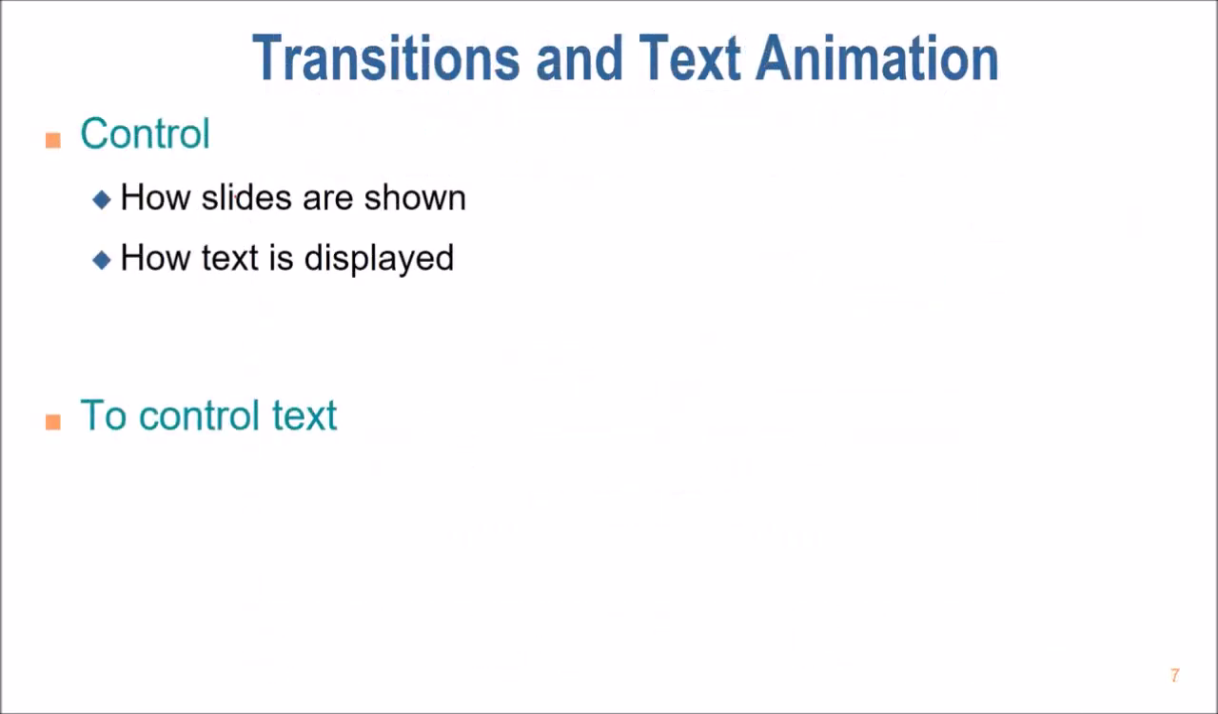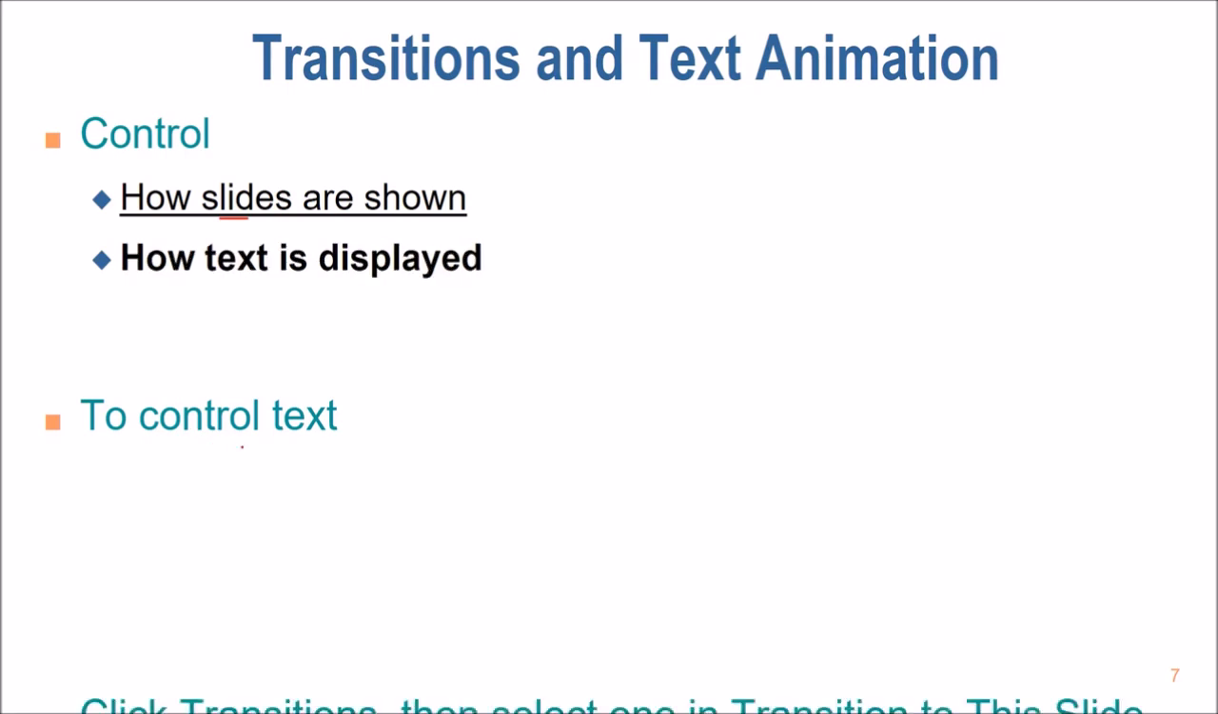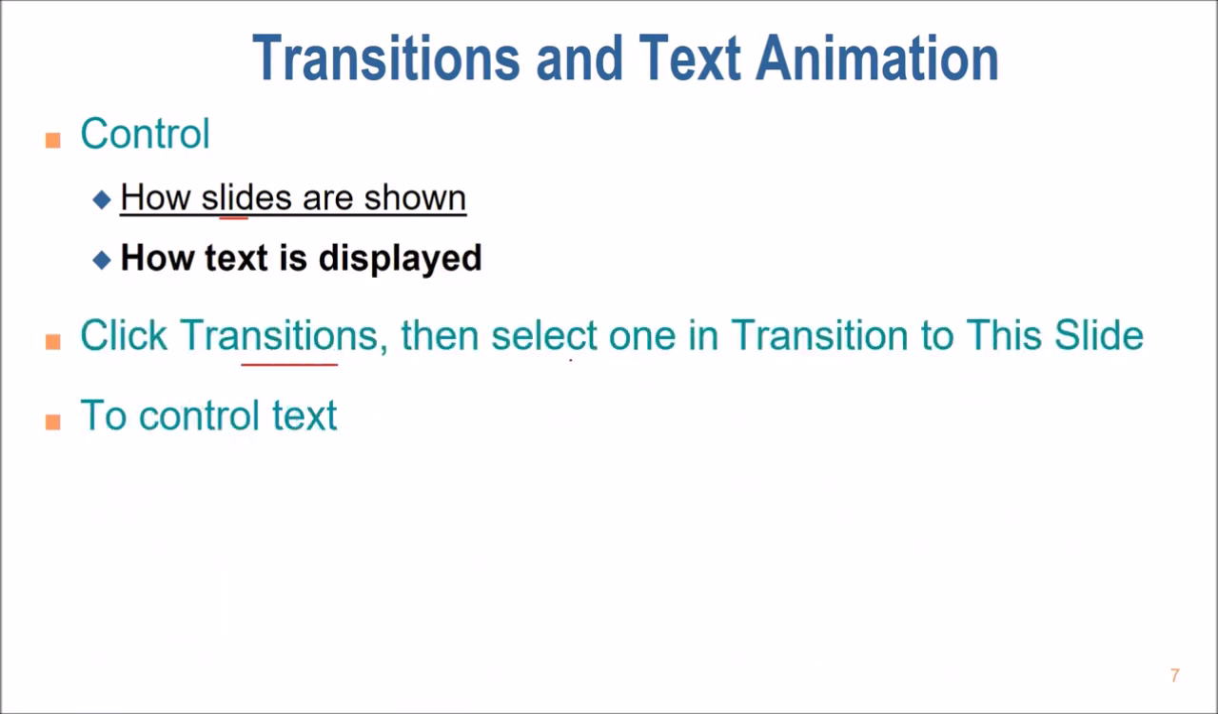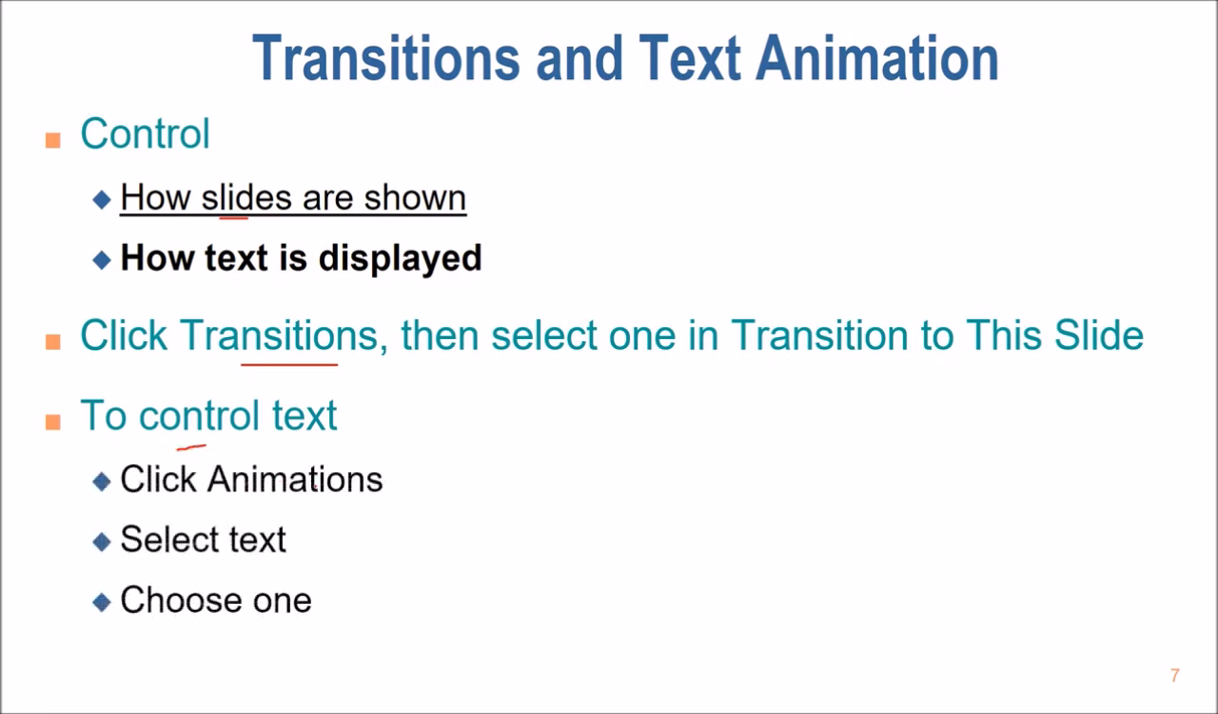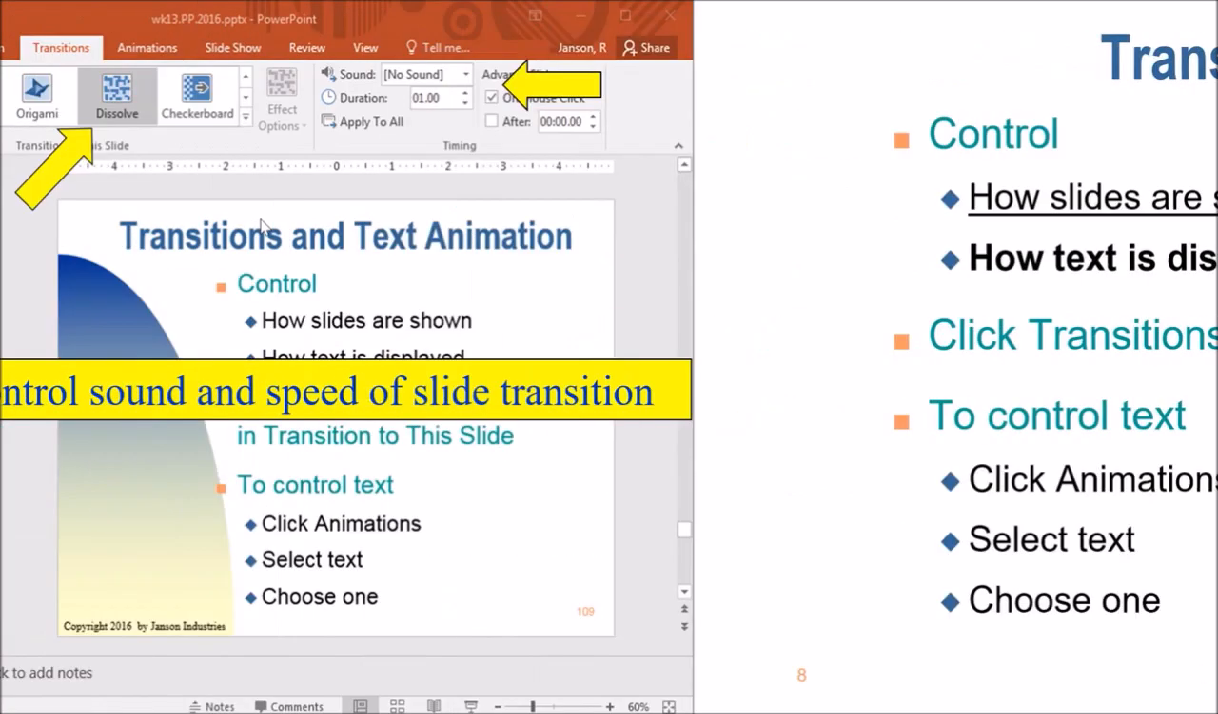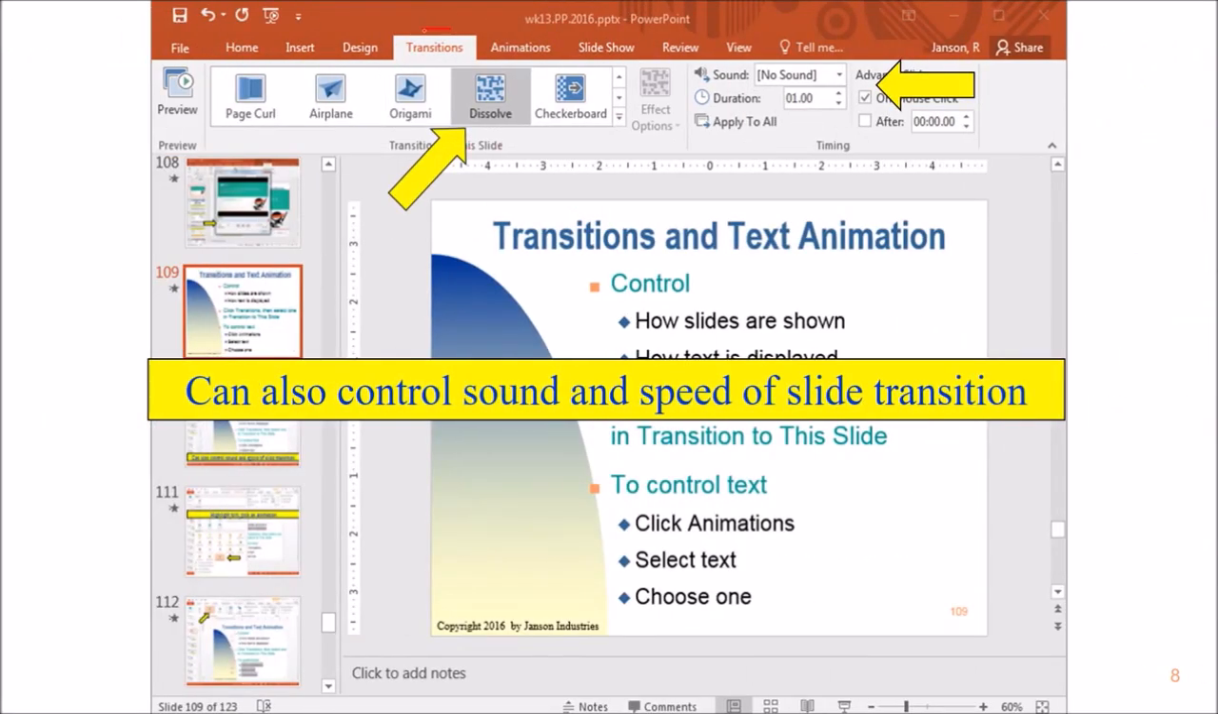Then transition and text animation, where you want to control the slides. When one slide changes to another, meaning the consecutive slide, how are they going to change, how is text displayed? For that we need transition and text animation. So you need to click Transition and select one, and you can also control text. To control text, you have to click Animation. You can select the text and choose any one of these. So these are all the options. This is the transition, and these are the different options I'm going to show you.